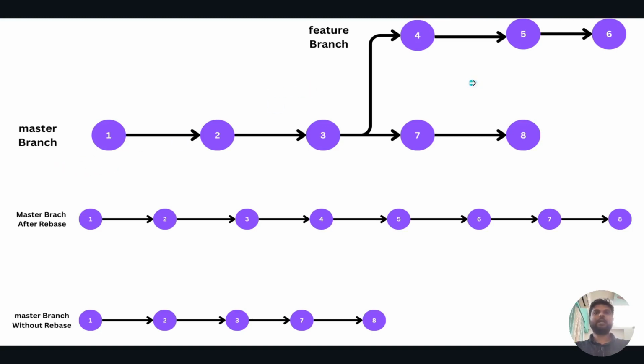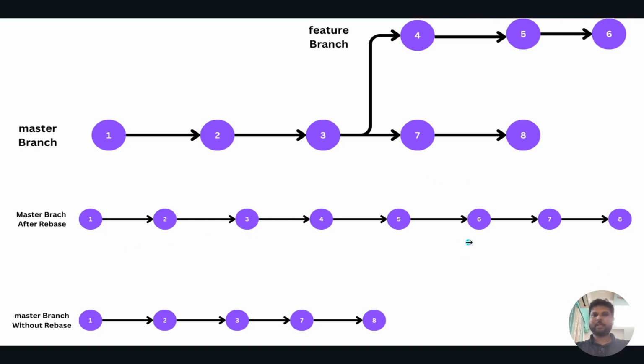After we perform that rebase operation, Git will consider 6 as your new base and move commits 7 and 8 after 6. Now our Git history looks like this: 1, 2, 3. After that we have the commits 4, 5, 6, and after that we have the commits 7, 8. So our master branch is updated to this commit history.